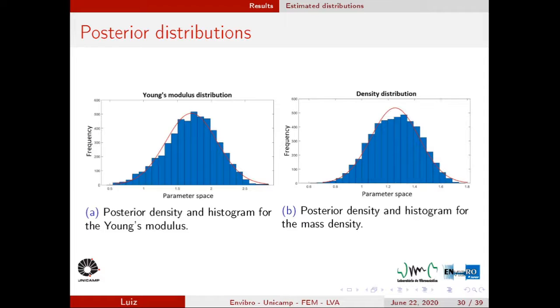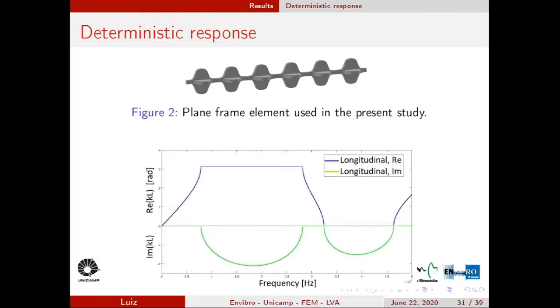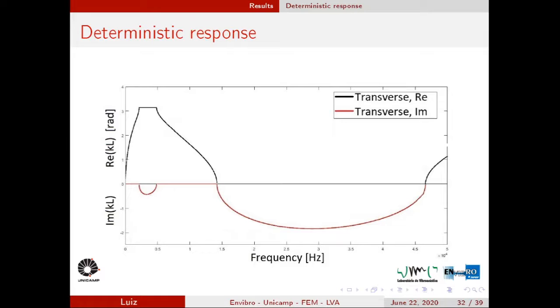Here we have the graphical representation of the two estimated distributions when we use the MCMC algorithm. Considering this geometrically periodic structure, we can see that when we use the mean values for the estimated distributions, there are two band gaps for the longitudinal wave, and there are also two band gaps when we consider the transverse wave.